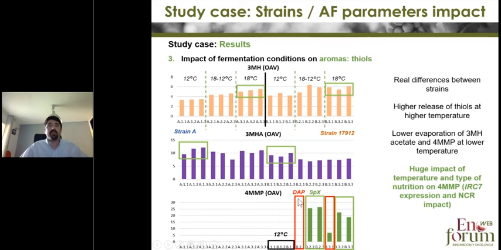This really explains the IRC7 expression and the nitrogen catabolite repression. So in that case, an organic nutrition is very interesting to make more 4-MMP through a yeast that is able to release 4-MMP.